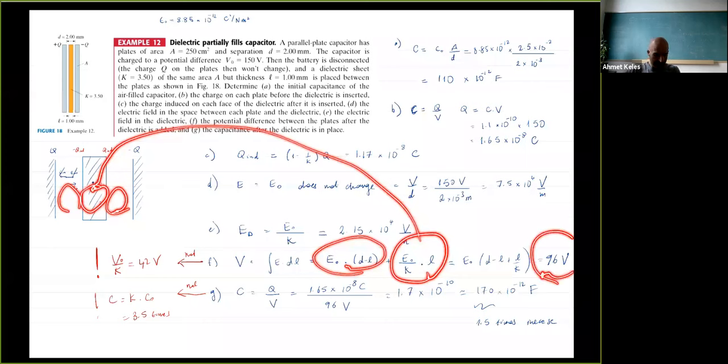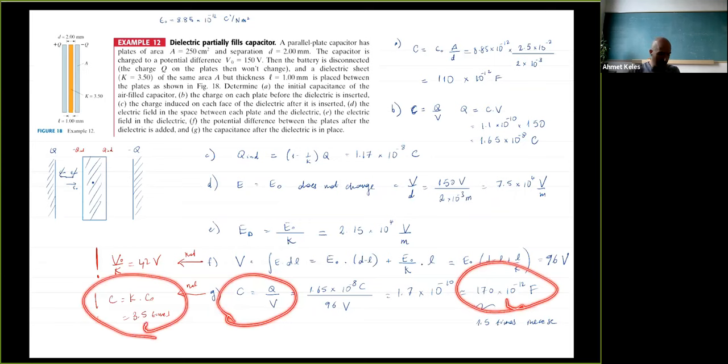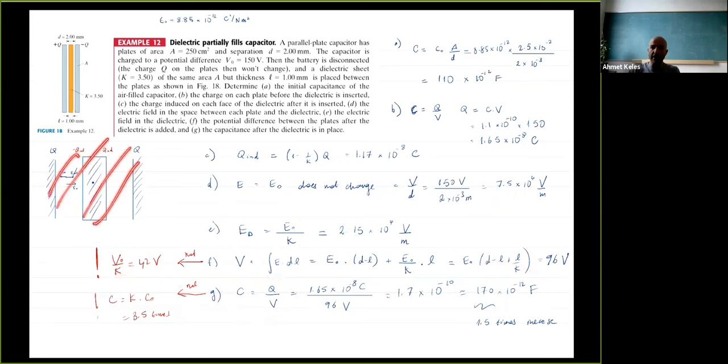And I said this 96 is not simply V0 over K, okay? If the dielectric filled the whole thing, it was going to be simply V0 over K. But since it's not, there is a little bit of difference. And the same thing here, I calculated C from its definition, and I found something like this. And it was not simply K times C0 because the dielectric doesn't fill the entire region. If it fills the entire region, I would get exactly this and this, okay?